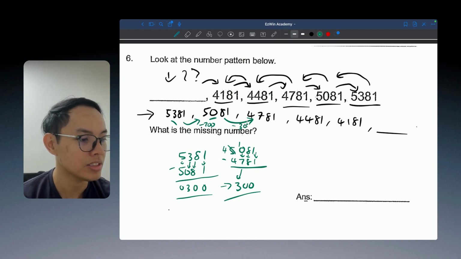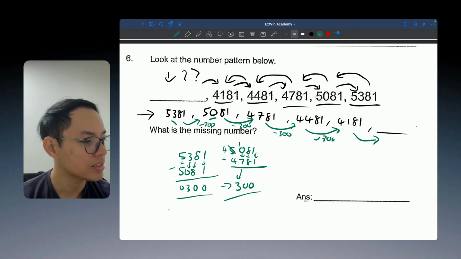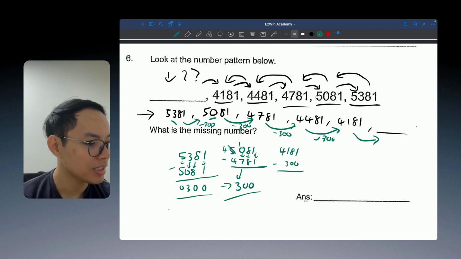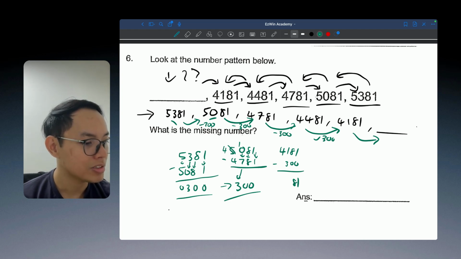So we minus 300 here again. So that means if we continue, minus 300, minus 300 as well, right? Minus 300. Okay, so that means the missing number should be 4181 minus 300. All right, so 4181 minus 300. Okay, so we know the last two is always 81 because it's always the same numbers at the tens and the ones or units place. Now the question is, what is 1 minus 3, right? So we bring, so 3 bring 1, so 11 minus 3 is 8, and then 3 minus nothing is 3.